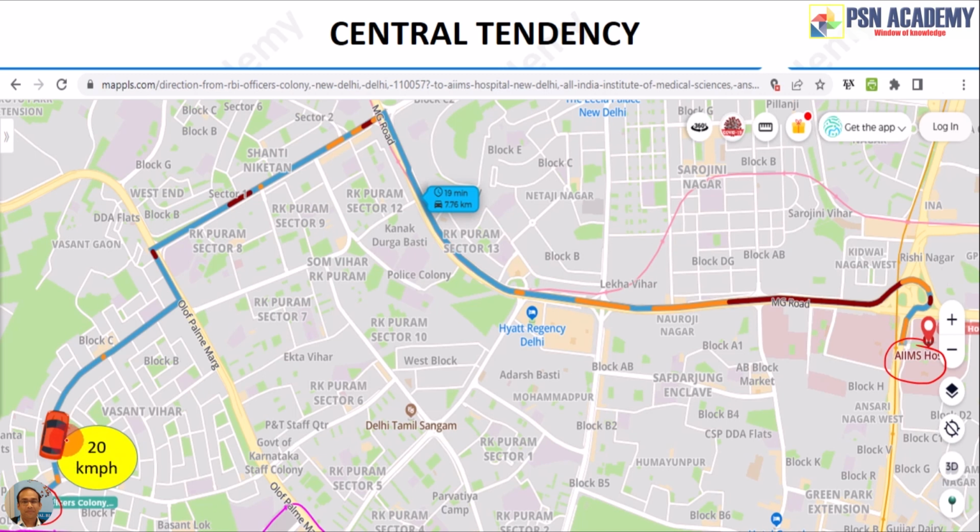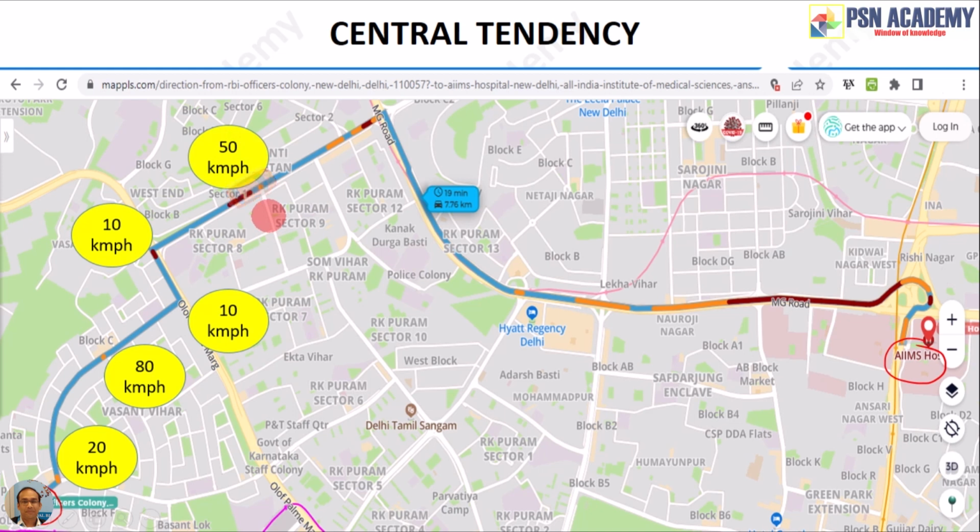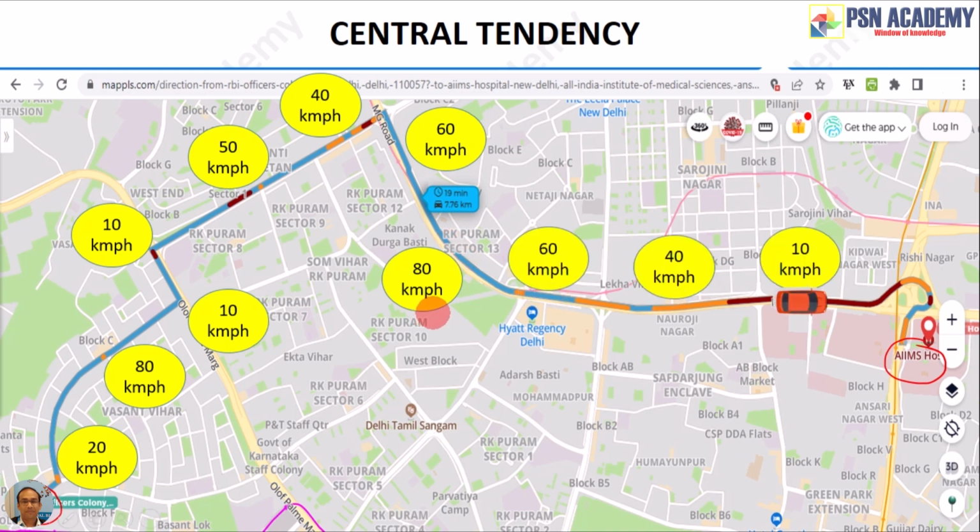When it reaches this area, the speed was 20 km per hour, and here it was 80 km per hour, and here 10 km per hour, 10 km again, here is 50, 40, 60, like that, and ultimately it reaches AIIMS hospital when the last speed recorded was 10 kmph.